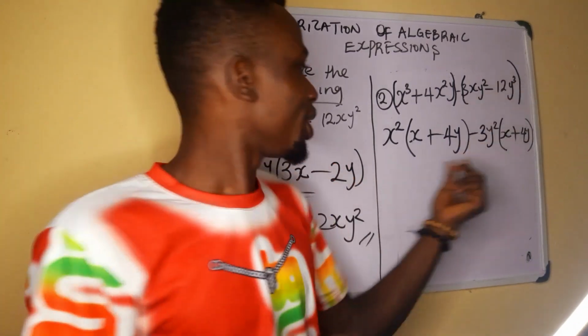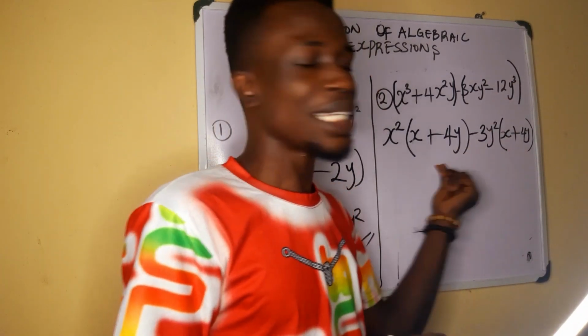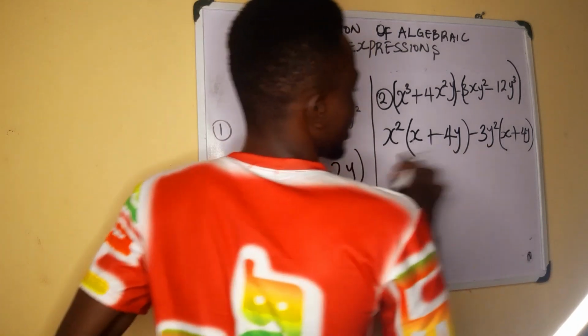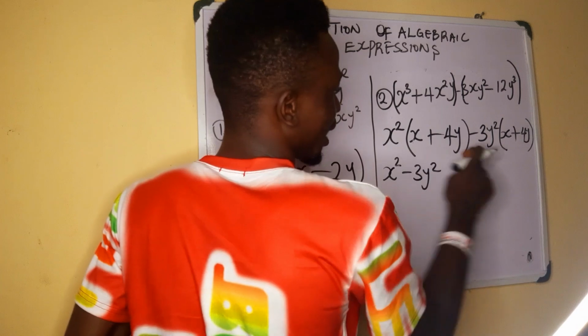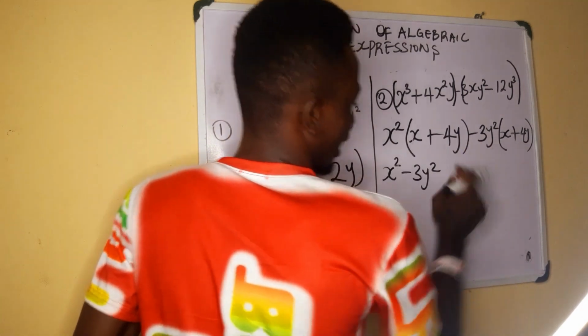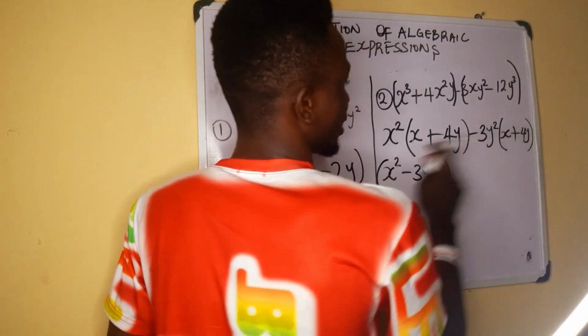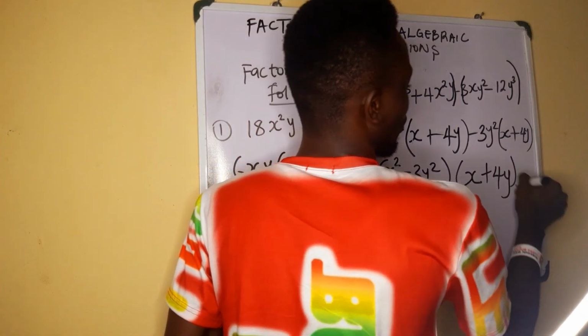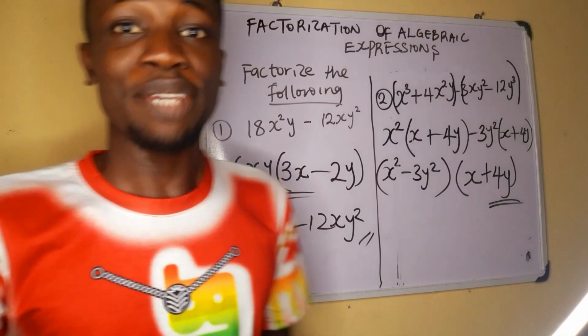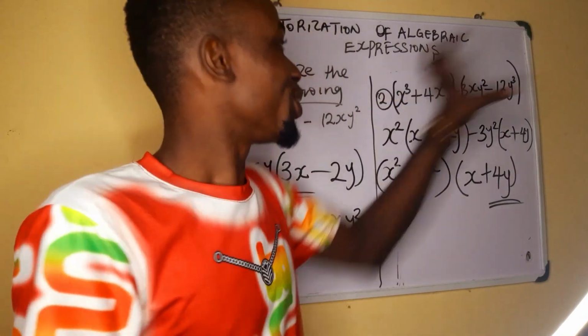I hope you know. So these two, as you can see, they are the same. So what am I going to do? I'm going to put this inside bracket: x squared minus 3y squared. This and this, I join in one bracket. Because these two are the same, I'll just pick one: x plus 4y. And that is it. If you expand this particular expression, you still get back to this.